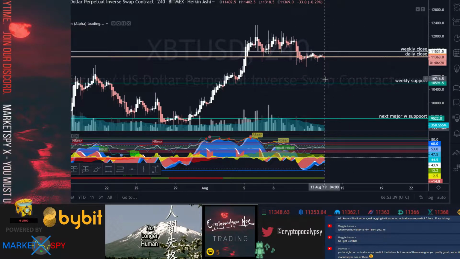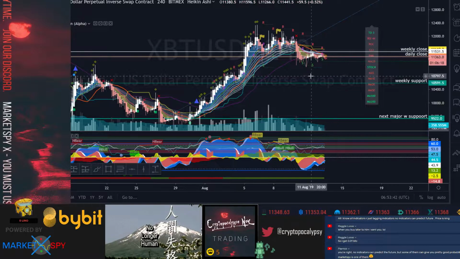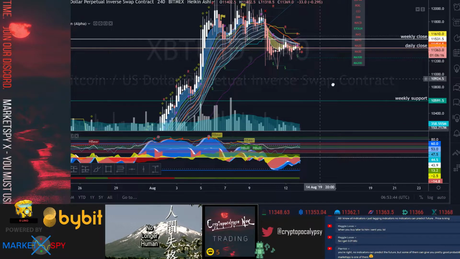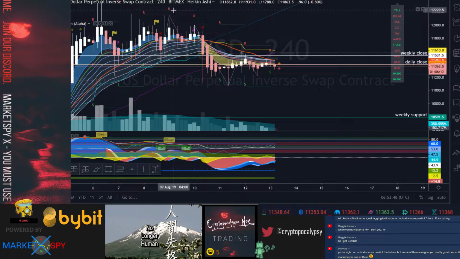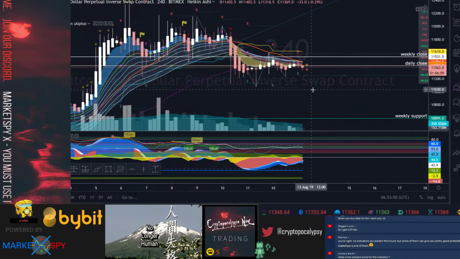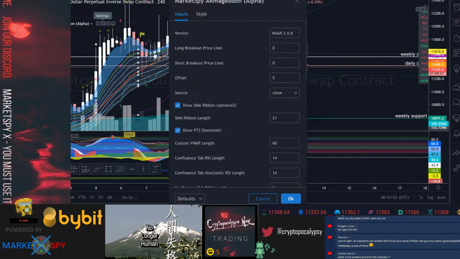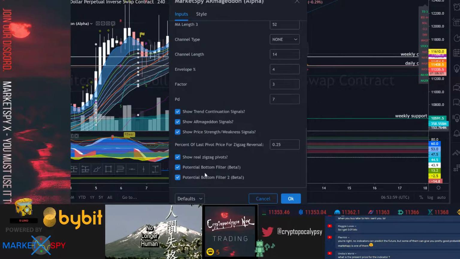Let's augment and see what is happening now. In the latest release, automatic support and resistance zones are now colored, so it's very easy to see. Let's get rid of the noise, get rid of our SMA ribbon. Actually, we'll keep the ribbon. We'll get rid of the potential bottom filter.